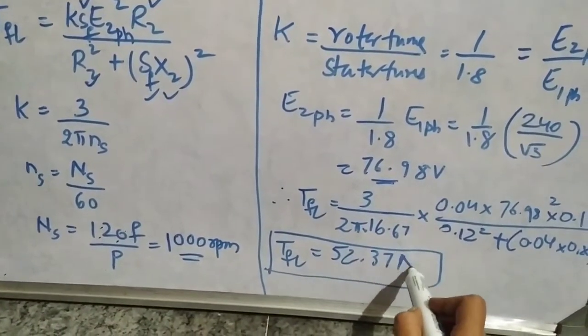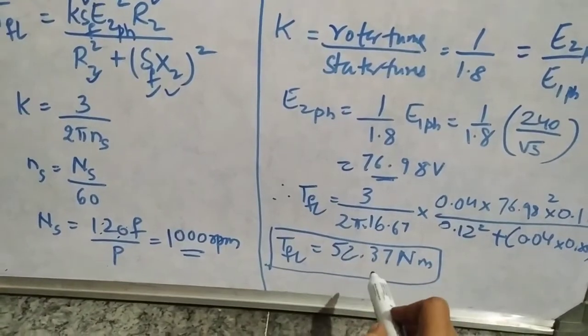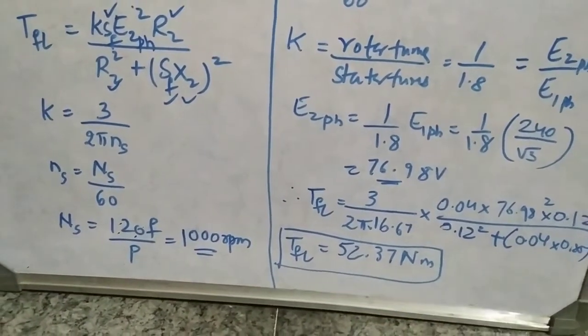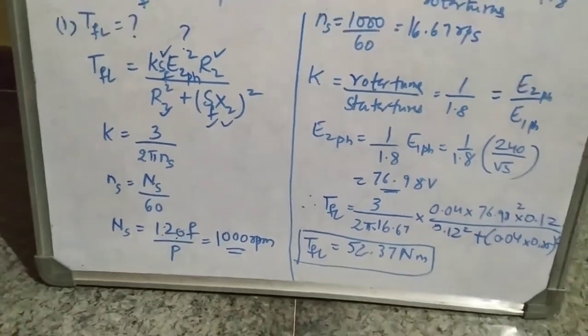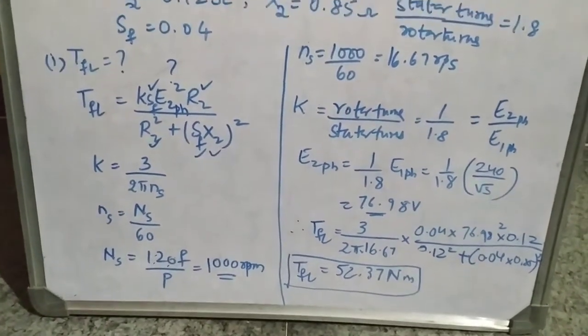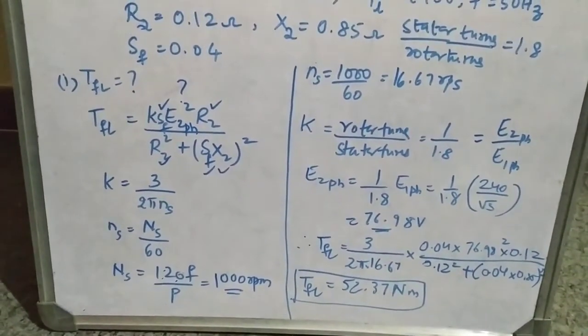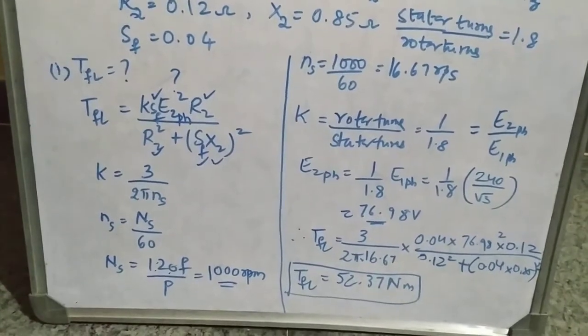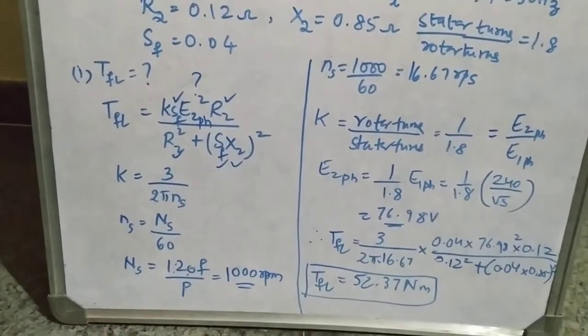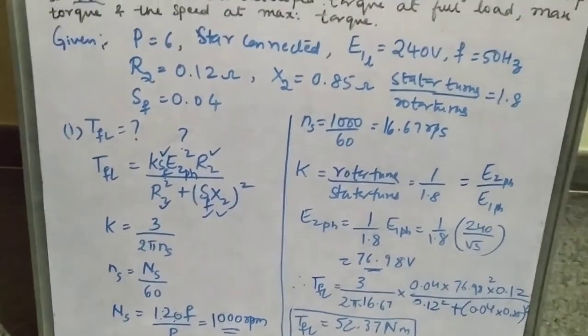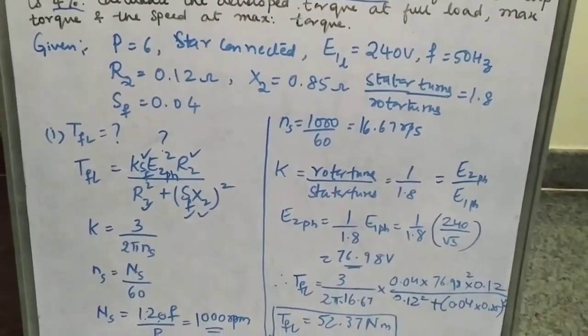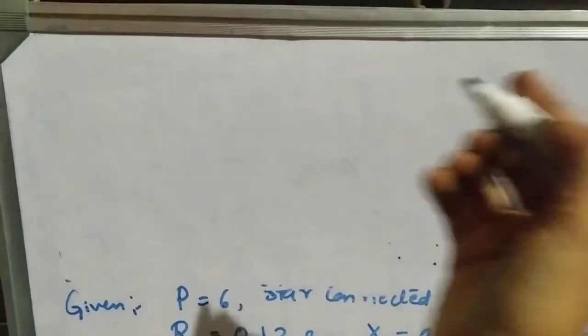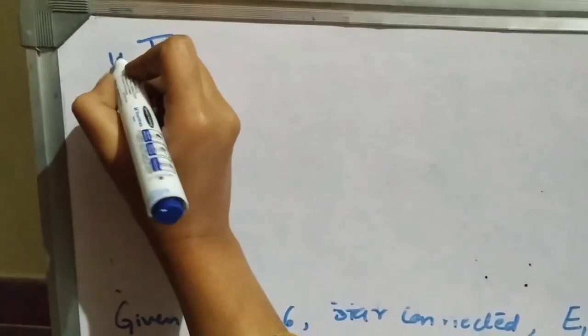When you solve this, TFL, we get the answer as 52.37 Newton meter. So this will be the solution for part 1, that is how to calculate the developed torque at full load. Next, we'll find out the maximum torque, sub question 2.